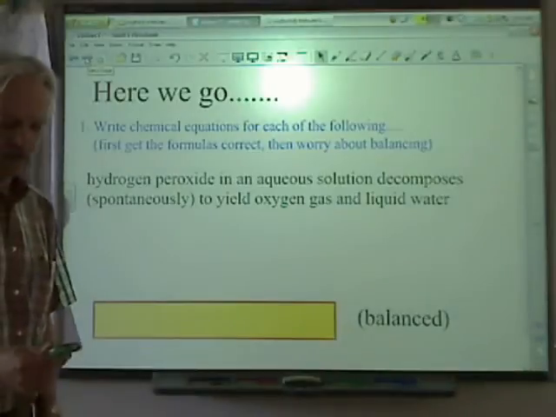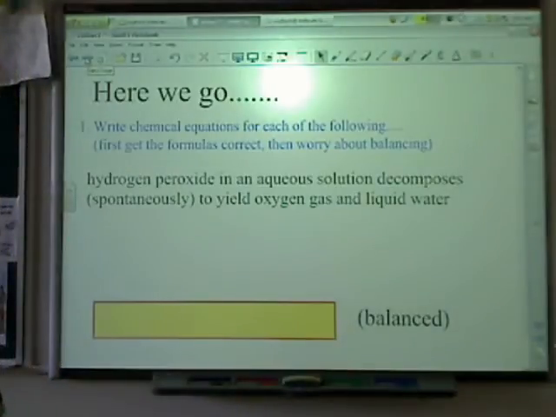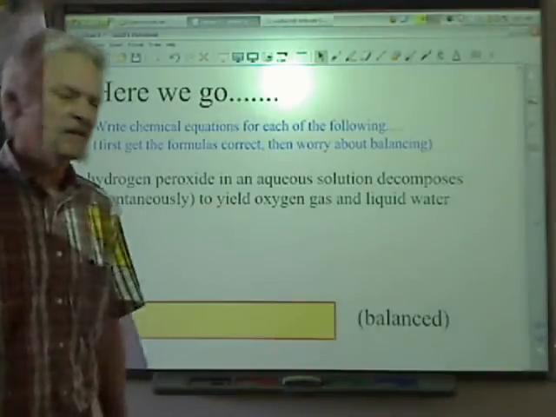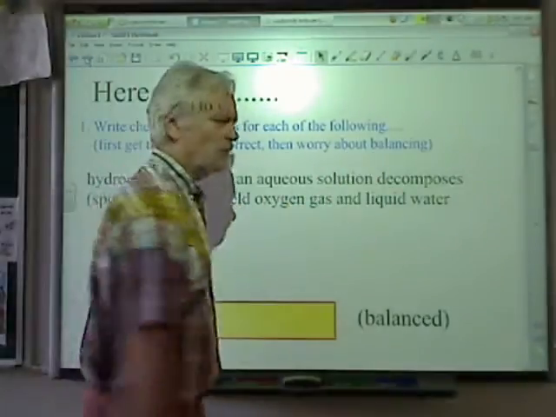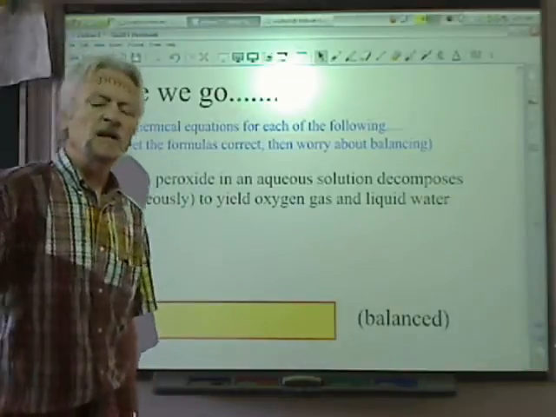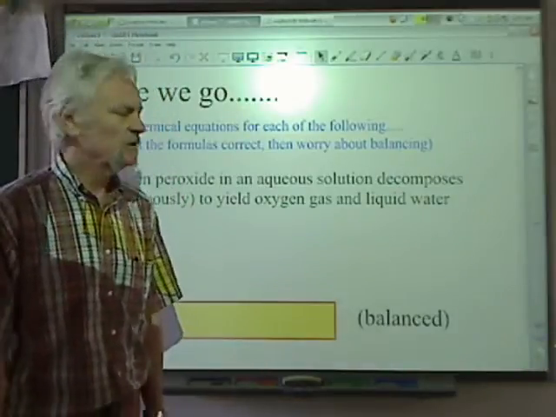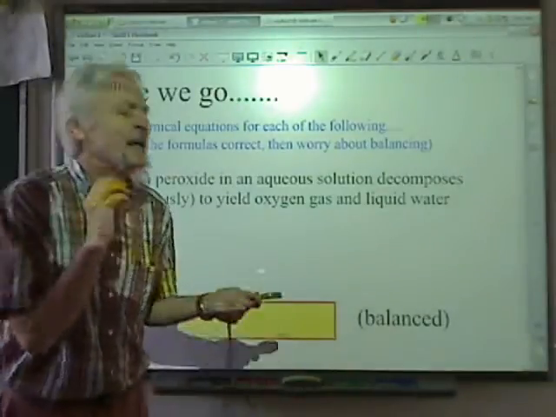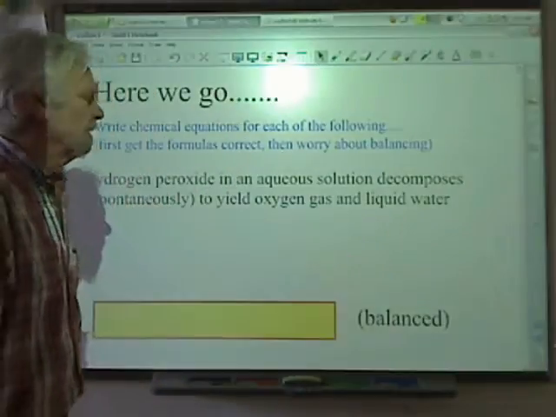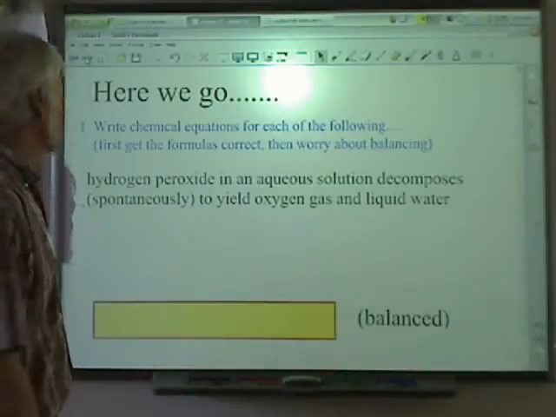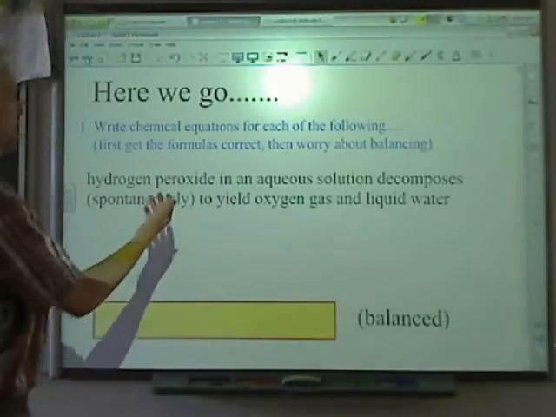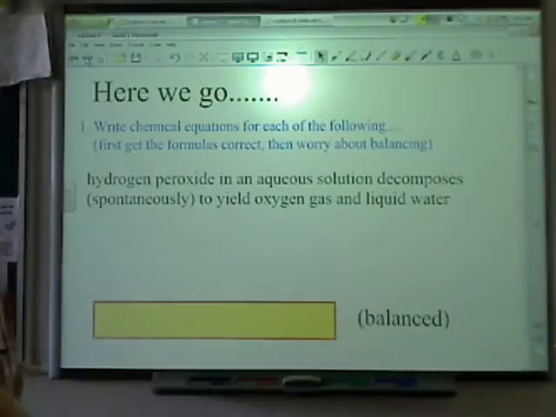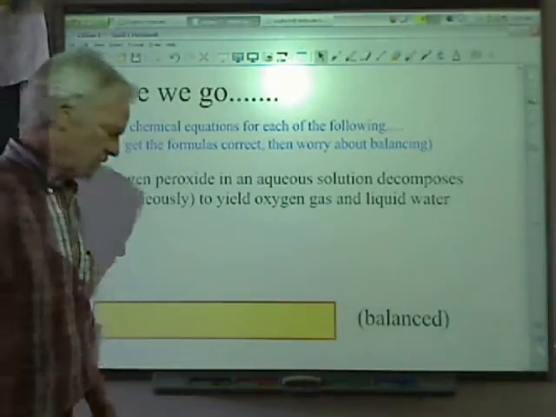Again, a couple more just to illustrate this thing. Write chemical equations for each of the following. First, get the formulas correct, then worry about balancing. This is super important. The formulas have to be correct. The balancing is really kind of a trivial thing unless we're focusing on predicting the absolute amount of products, and then we have to have a balanced chemical equation. But in this case, hydrogen peroxide in an aqueous solution decomposes spontaneously to yield oxygen gas and liquid water.